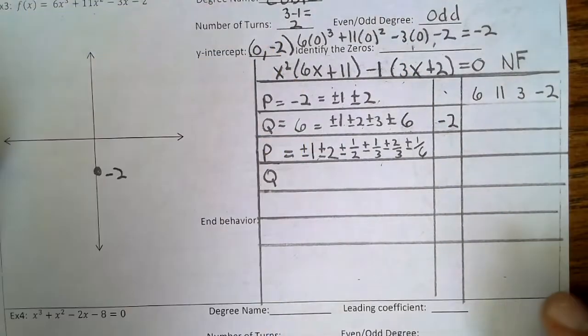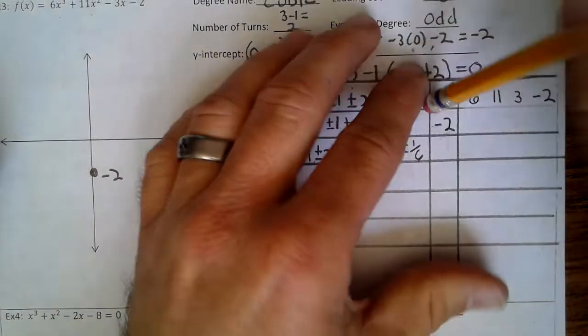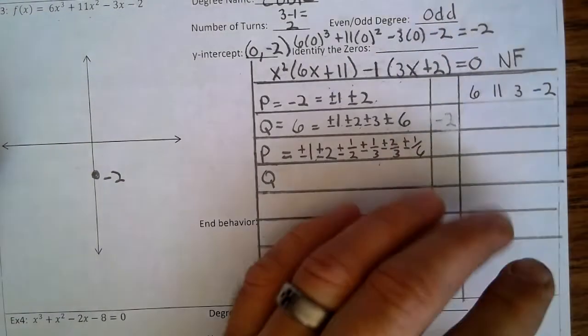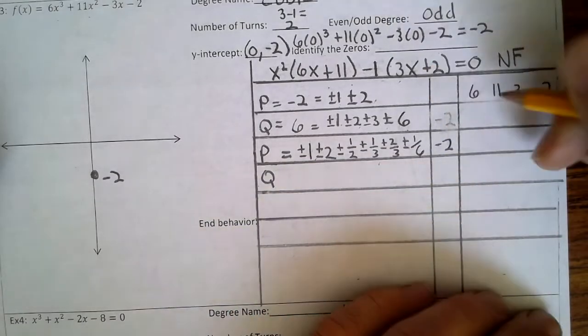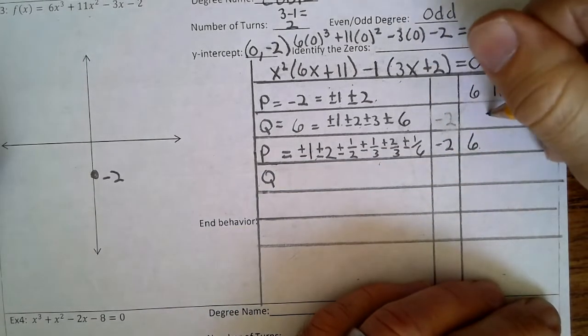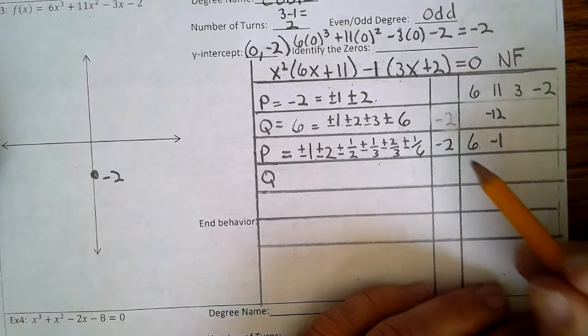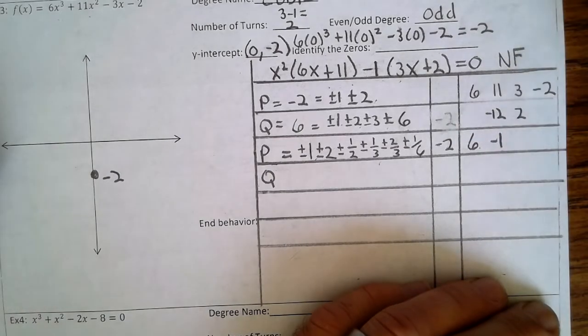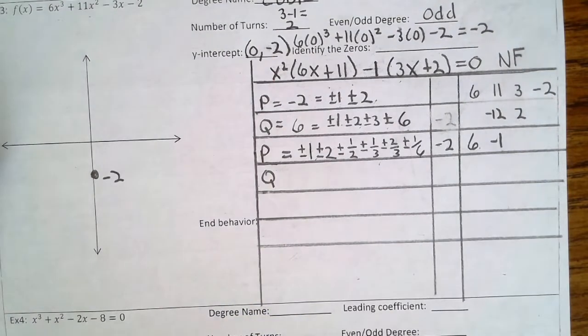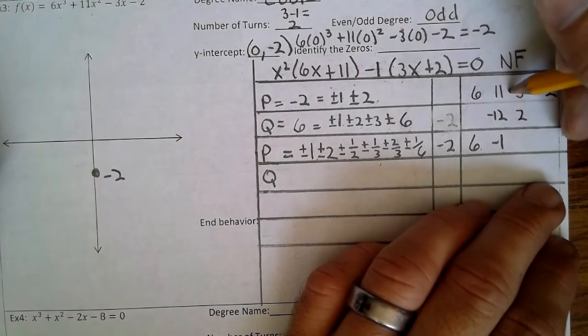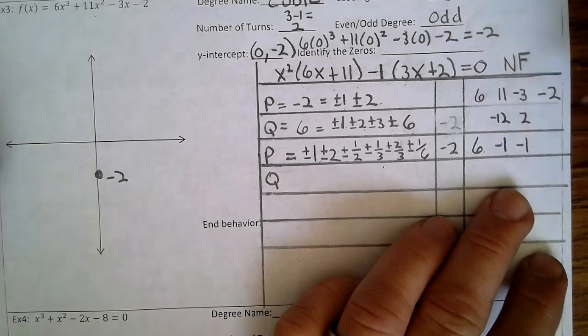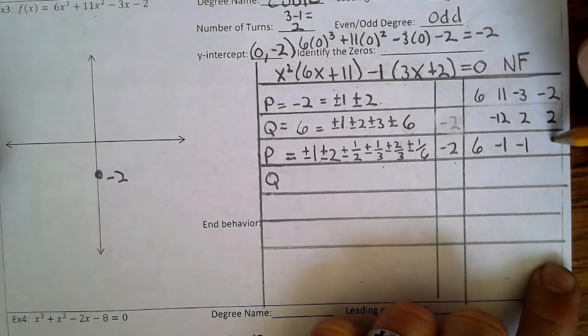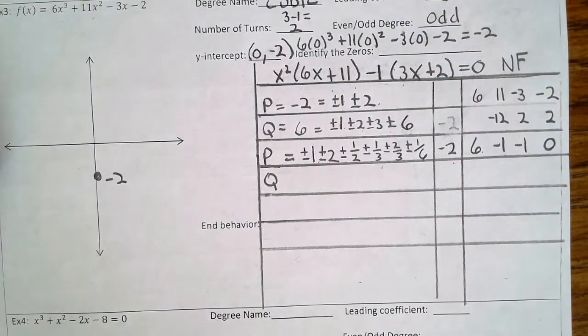So bring down the 6. Negative 2 times 6 is negative 12. Combine to be negative 1. Negative 2 times negative 1 is positive 2. I believe I missed a term. Hold on, 6, 11. That should be a negative 3. That's why, negative 3. So that's a negative 1. Negative 2 times negative 1 is positive 2. Remainder is 0. Okay, so now we have 6x squared minus 1x minus 1 equal to 0.